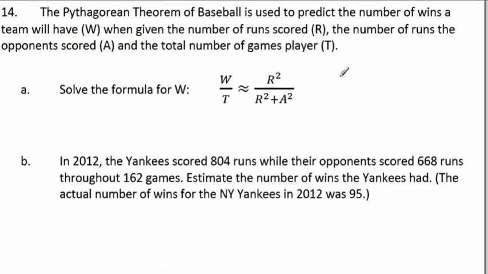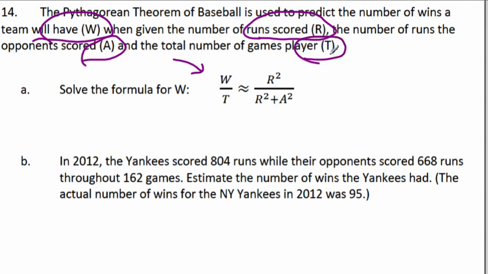Next question, 14, the Pythagorean theorem of baseball. This is actually really cool, because here's what it does. If you take certain stats and you plug them in, you can predict how many wins the team will get. And I'll show you how accurate it is here. What do we got? The number of wins is W, and the number of runs that the team scores is R. And then you take the number of runs that the opponent scores, we'll call that A, and the total number of games that they played, T. Taking these three numbers, we have a relationship here of W over T is about equal to, that's what those wavy lines mean, approximately equal to R squared over R squared plus A squared.